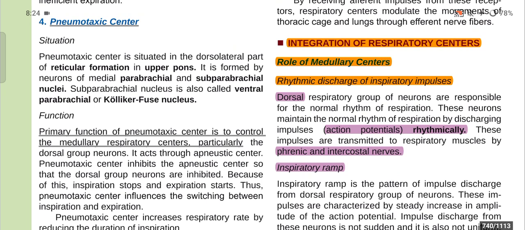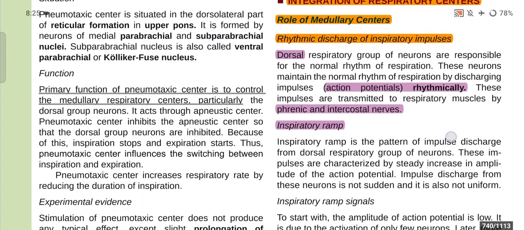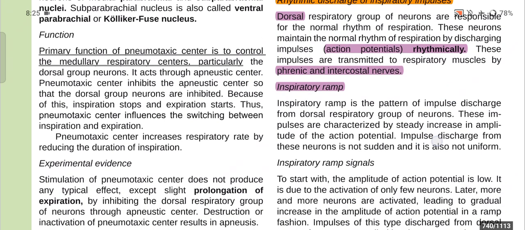First point is covered, that is rhythmic discharge of inspiratory impulses. Now the second point, that is inspiratory ramp. What is inspiratory ramp? Inspiratory ramp is the pattern of impulse discharge from the dorsal respiratory group of neurons.